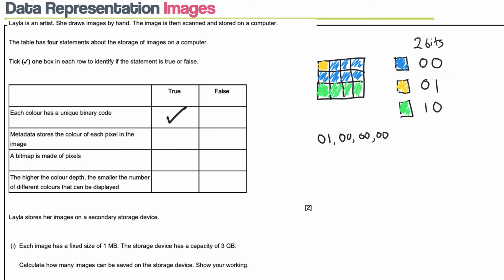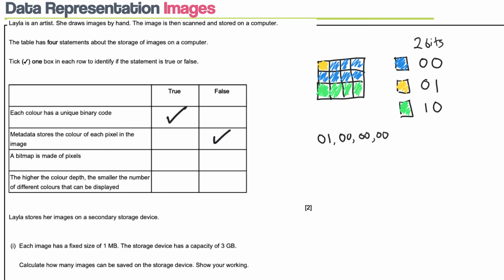Metadata, so that's some additional data, stores the color of each pixel in the image. Now, metadata are things like the size of a file potentially, the date it was modified, what the resolution potentially is of it, information like that. But the color of actually each pixel would not be inside the metadata, so that will be excluded.